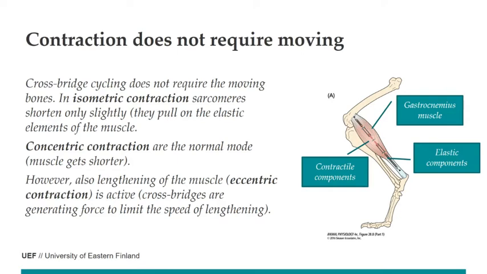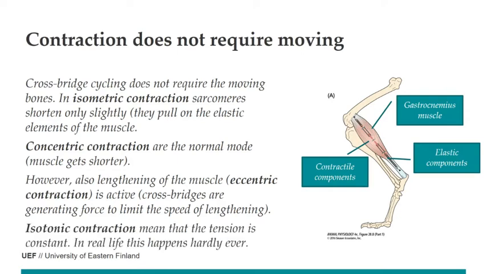And there's still one more contraction. We have isotonic contraction, meaning that the tension is constant, meaning you have a certain load that the muscle is moving when it's contracting, and this load is always the same because you have, for example, some weight. This is something that happens in the laboratory every day, but in real life hardly ever. These bones and muscles are working together, so most probably the contractions are not isotonic.